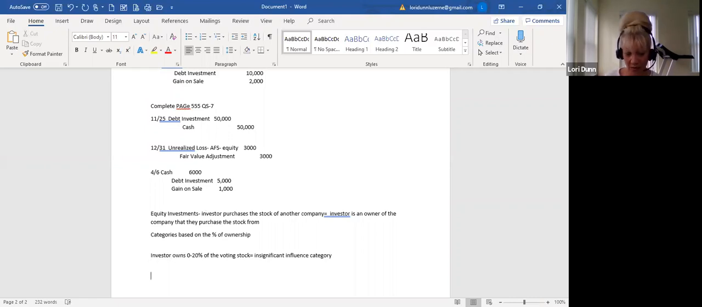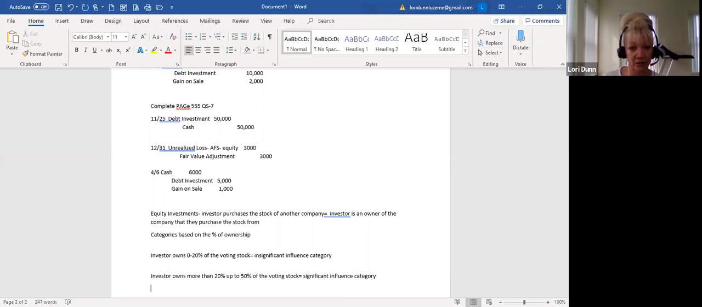The next category is when the investor owns more than 20% up to 50% of the voting stock. This category is called the significant influence category. And there's a special type of accounting we do for the investment in this category, and we'll probably get to that more on Friday.